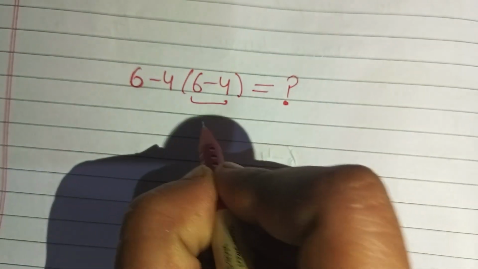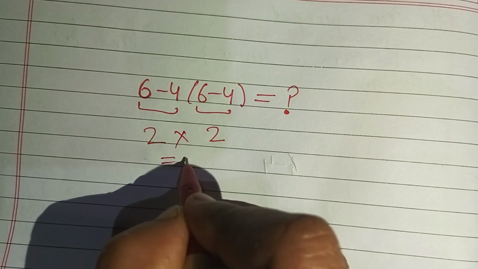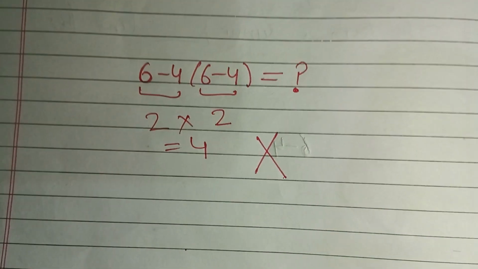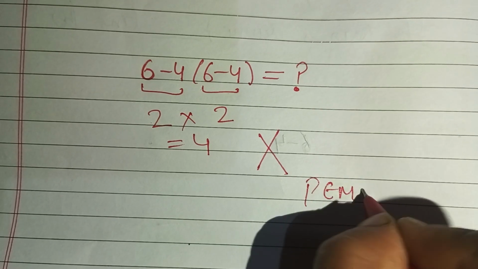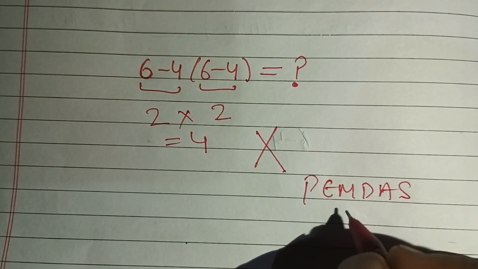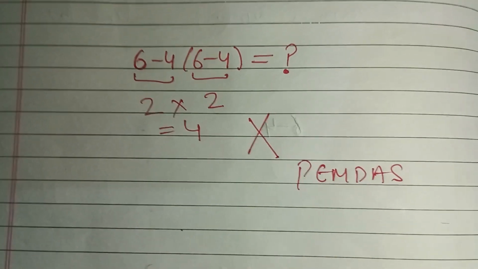So 6 minus 4 is 2, and 6 minus 4 is 2, and 2 times 2 is 4. Now if you got your answer 4, then it is totally wrong. 4 is totally wrong because we have to solve it using PEMDAS. PEMDAS always gives us the correct answer.